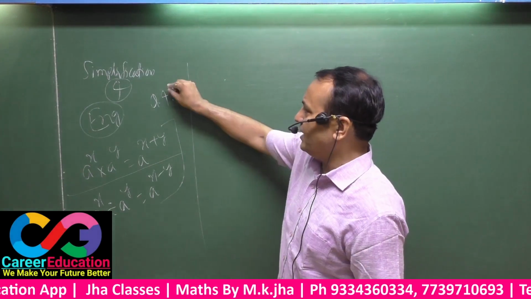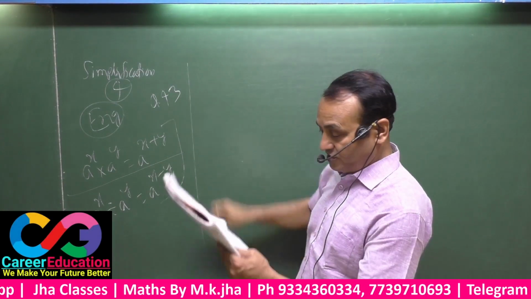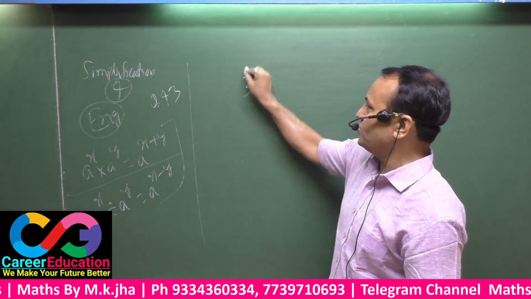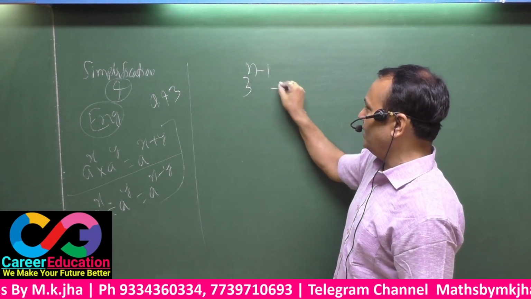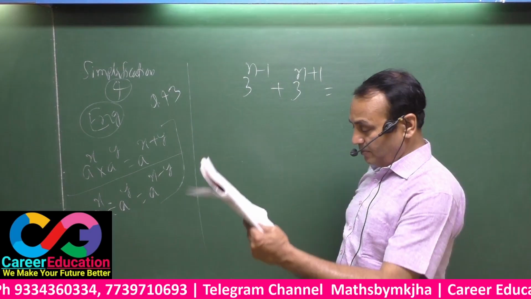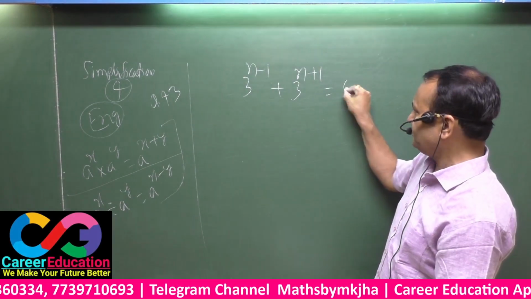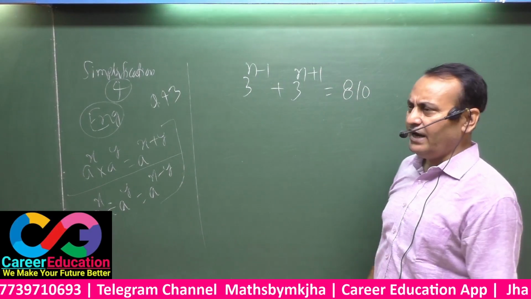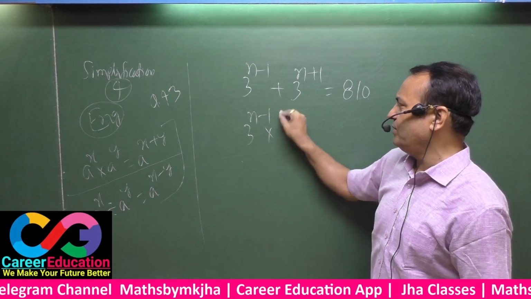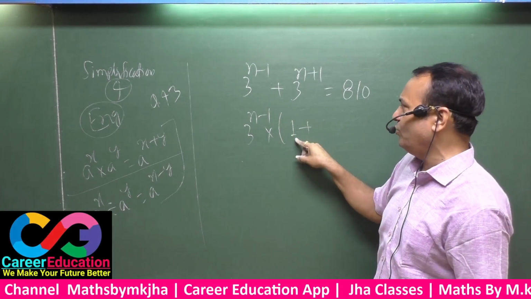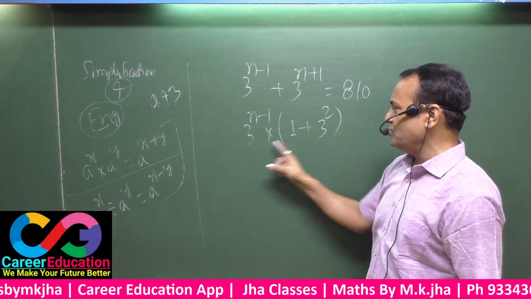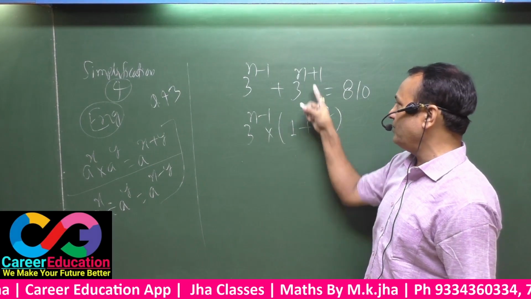That means you are now solving question number 43, and that is based upon base 3. Same situation. 3 power n minus 1 plus 3 power n plus 1 equals 810, and you have to get the value of n. Similarly, 3 power n minus 1 will be taken as common. There must be only 1 remaining, and this will be 3 power 2, so that after solving these two, the power will be n plus 1.